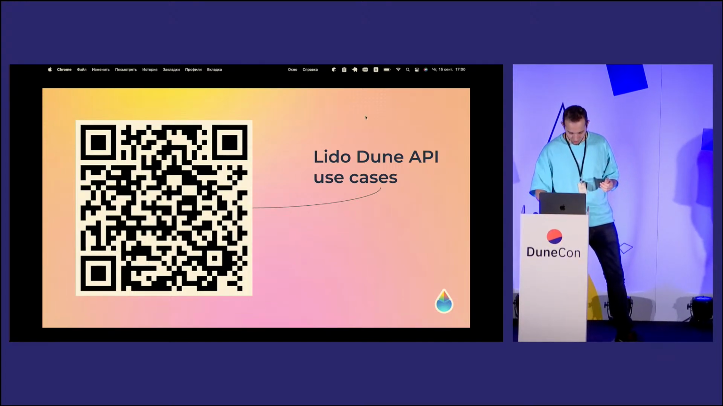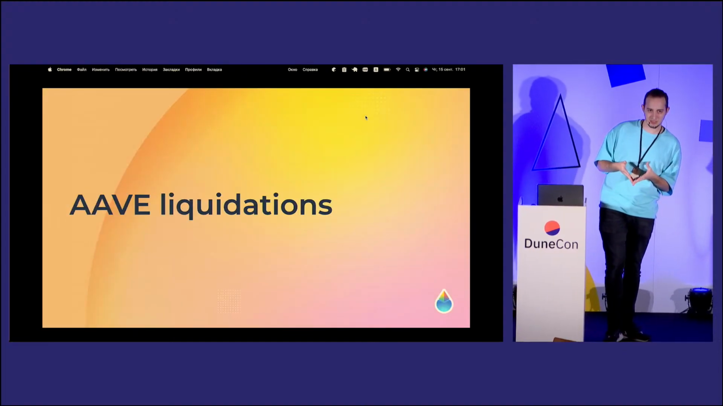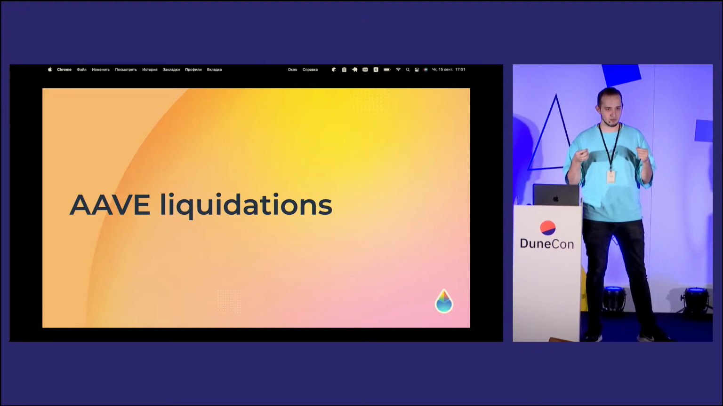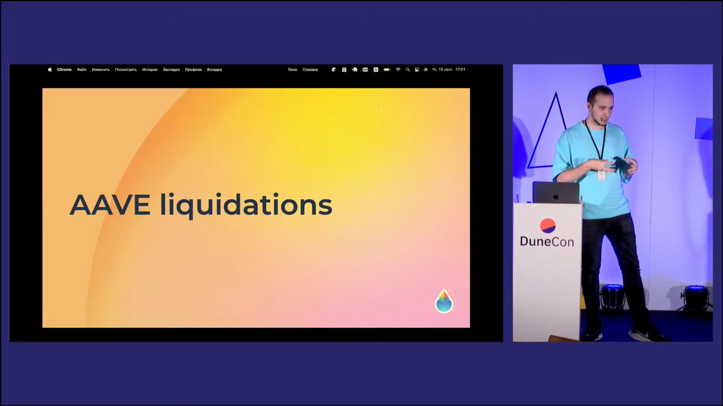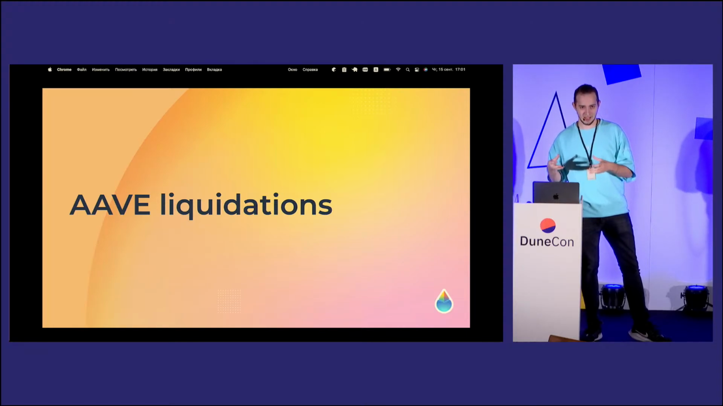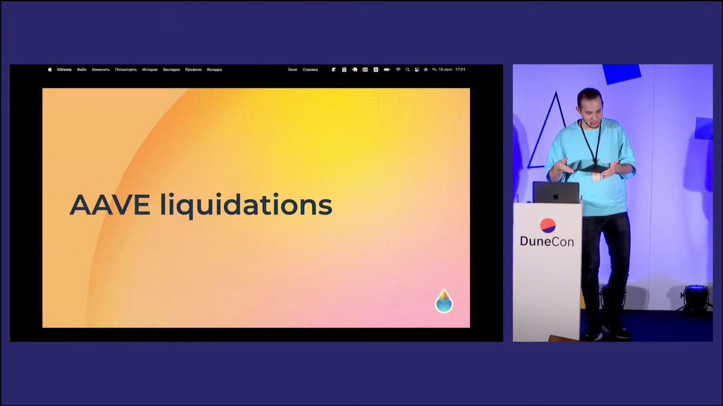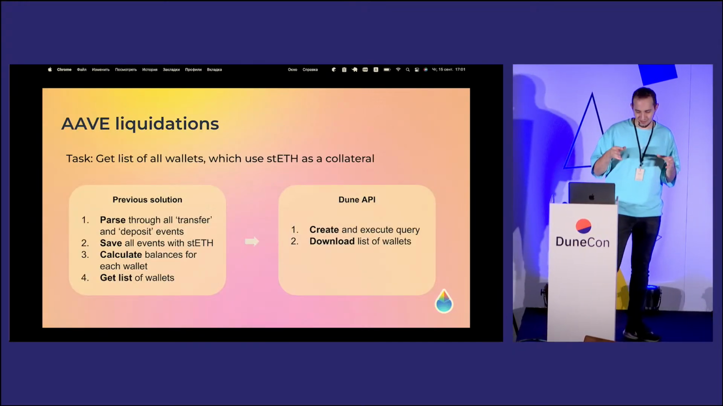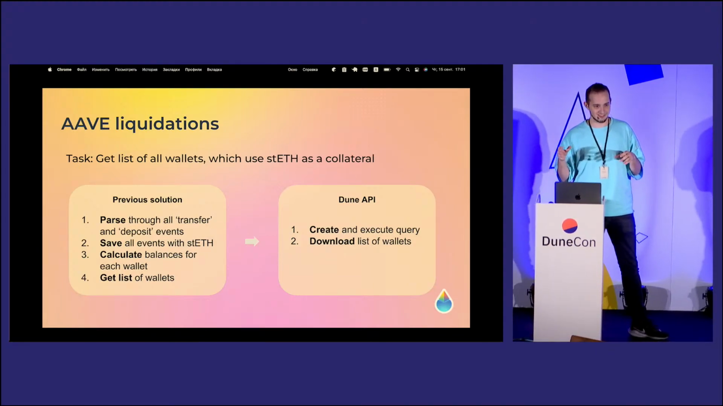The first use case is related to Aave liquidations. Aave is a lending protocol where you can use stETH as collateral. In some circumstances, this collateralized stETH might be liquidated, and we would really like to know which wallets are close to liquidation. To solve this task, you need to get a list of all wallets which use stETH as collateral.